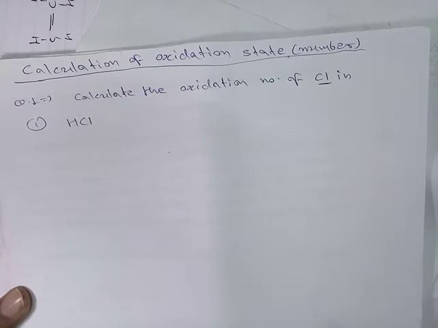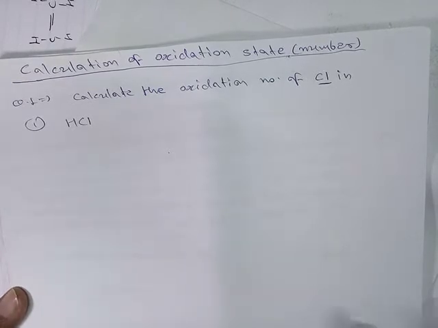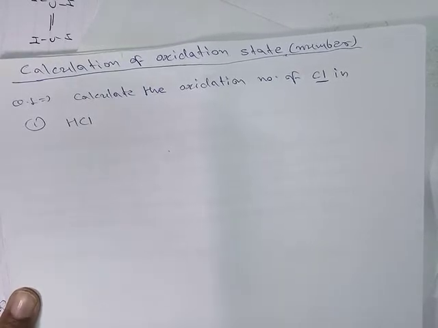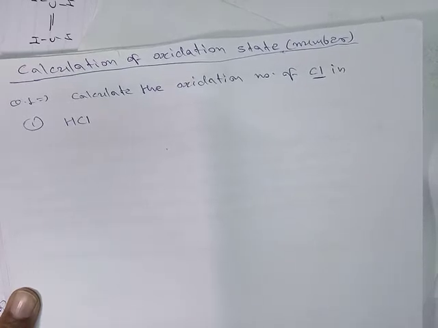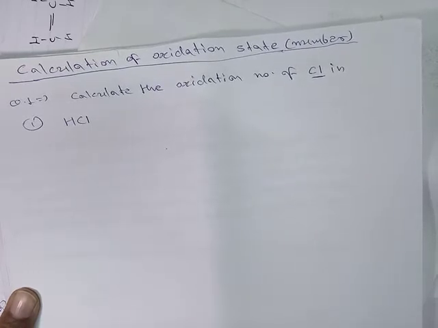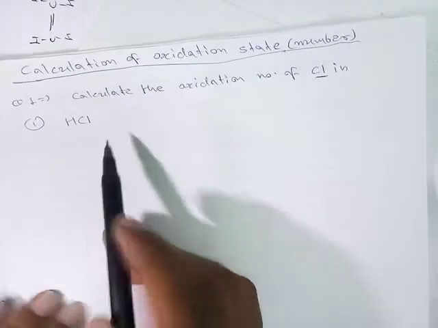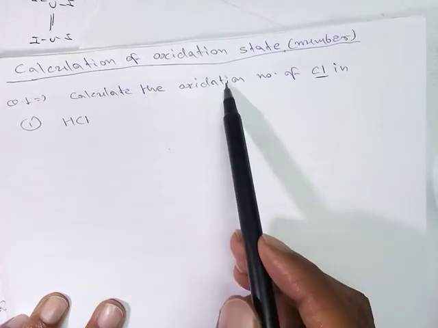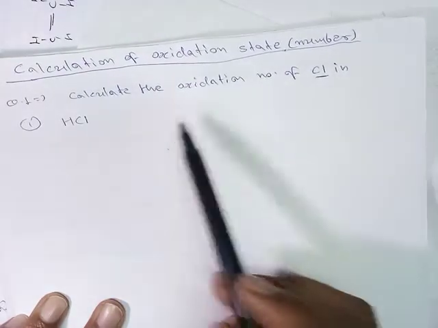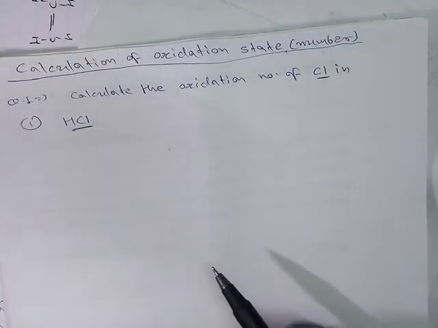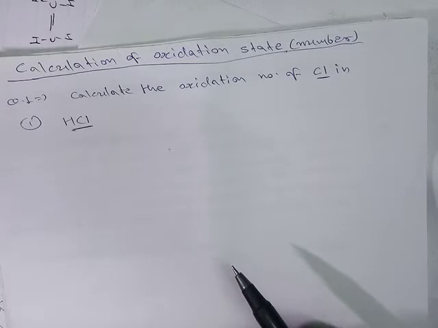Our next point is calculation of oxidation state. In this chapter, from previous we discussed oxidation state. So here finally we will discuss calculation of oxidation state. Suppose this is a question: calculate the oxidation number of chlorine in the following compounds. First one is HCl. So here the question asks what is the oxidation number of chlorine in hydrogen chloride.